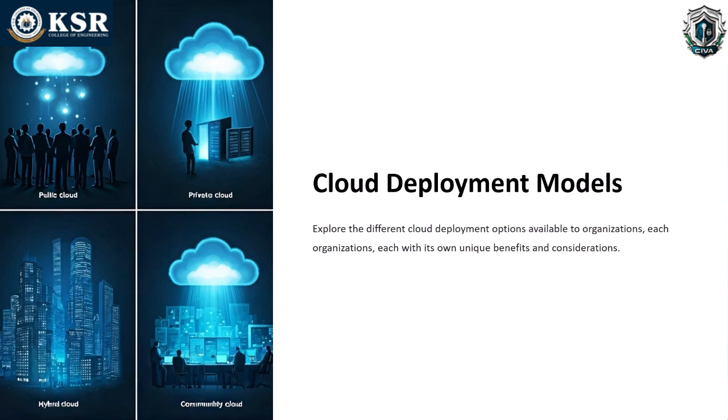Cloud deployment models. A cloud deployment model defines where your data is stored, who manages it, and how much control you have over it. For example, think of a cloud like different types of houses. A shared apartment acts like a public cloud. A private villa acts like a private cloud. A villa with a shared greenhouse acts like a hybrid cloud. A housing society acts like a community cloud.